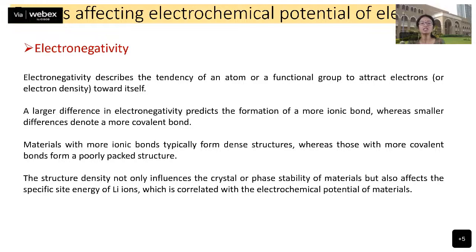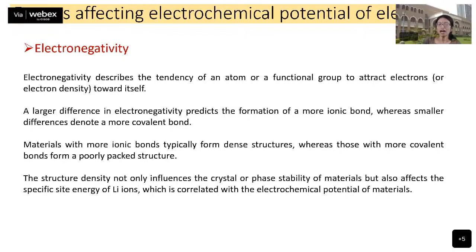So what are the factors which affect the electrochemical potential of electrons? As I said, mu A minus mu C is giving you your actual VOC. So what are the factors which affect the electrochemical potential? One primary thing is electronegativity. What is electronegativity? It describes the tendency of an atom or a functional group to attract the electron towards itself. So if you have a large difference in the electronegativity, it leads to the formation of an ionic bond. Whereas if the difference in electronegativity between the participating atoms is less, then what you have is a covalent bond.